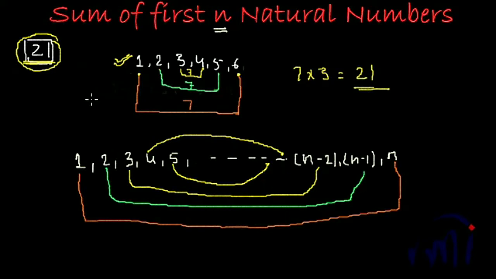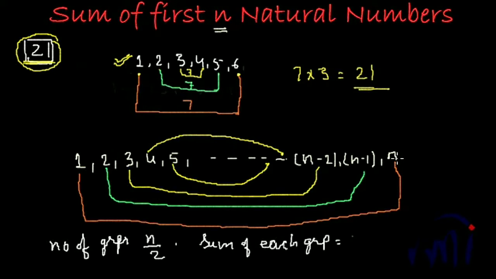So how many groups will we have? The number of groups will be n by 2, right? If this n is an even number. If this n is an odd number, we are going to discuss it later in the same video. So if n is an even number, the number of groups will be n by 2, and the sum of each group will be n plus 1, isn't it? In this case also, the group which I have linked in green color, n minus 1 plus 2, will also give you n plus 1.